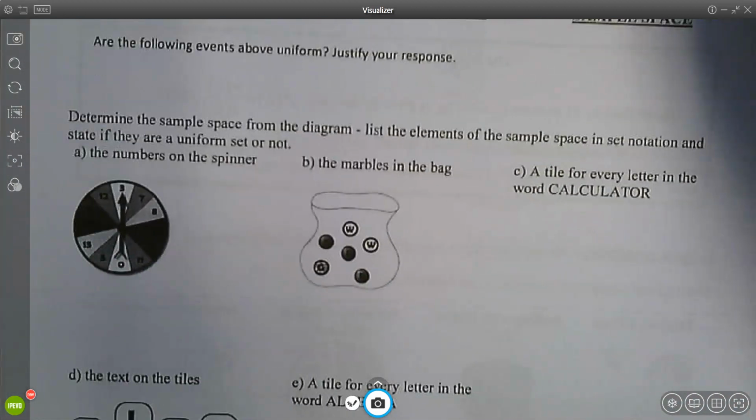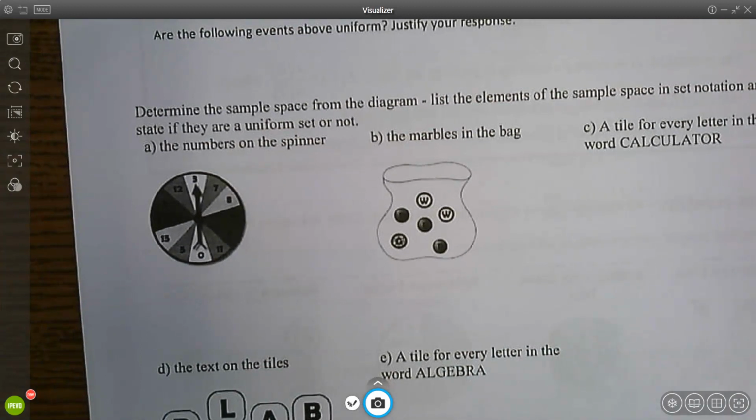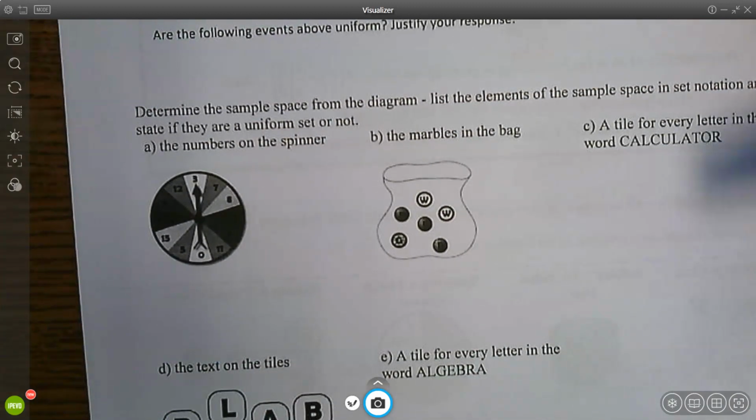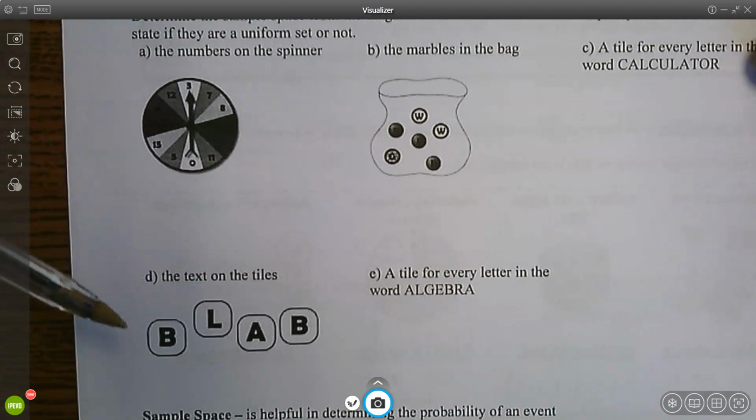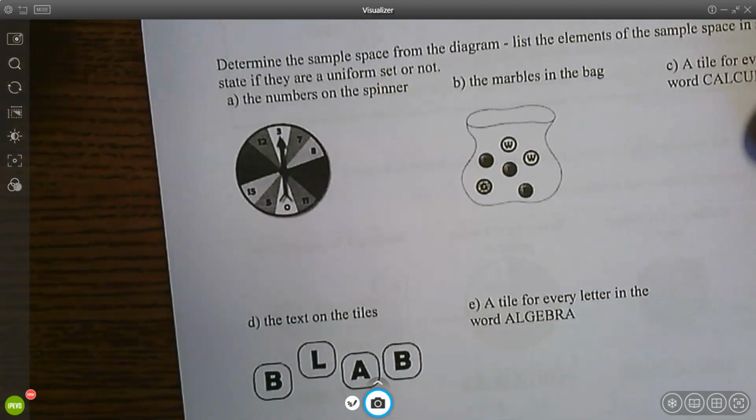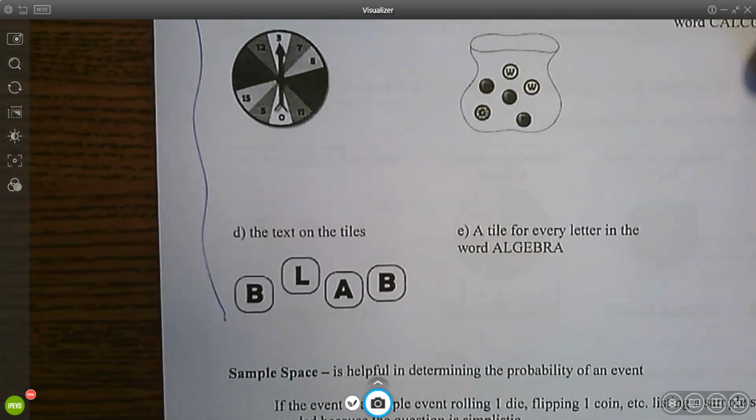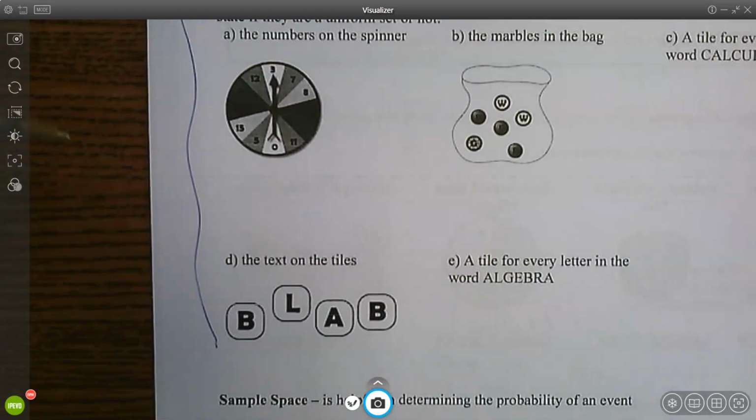So on the next page, you're going to see some examples of the same thing. Pick a flavor of ice cream. What's the sample space? Are the events uniform? Same thing here. So pause the video now, work through the top half of this page up until sample space, please.